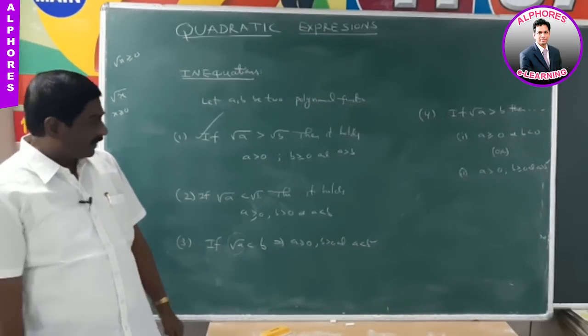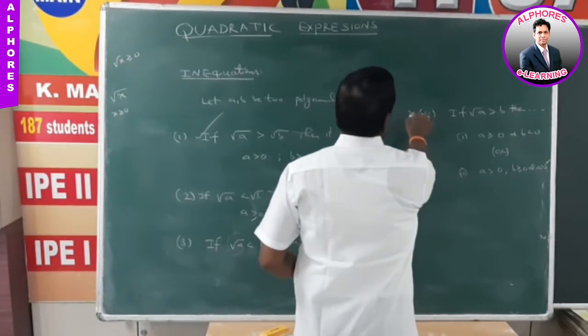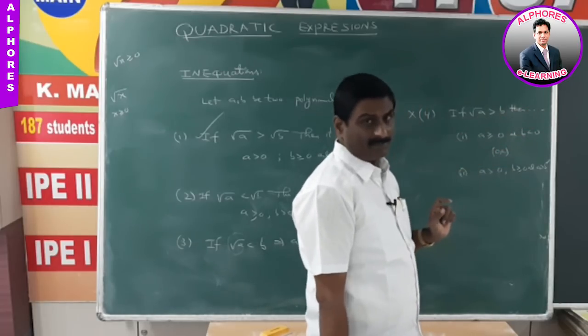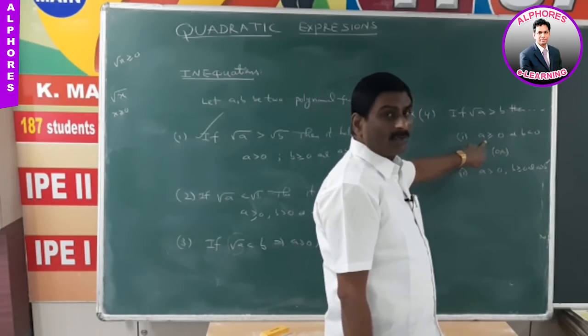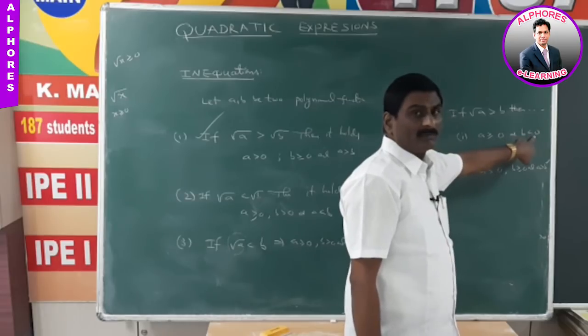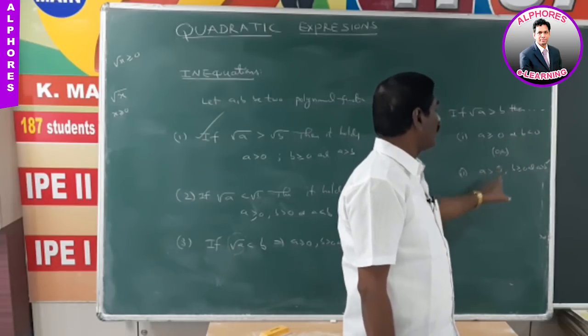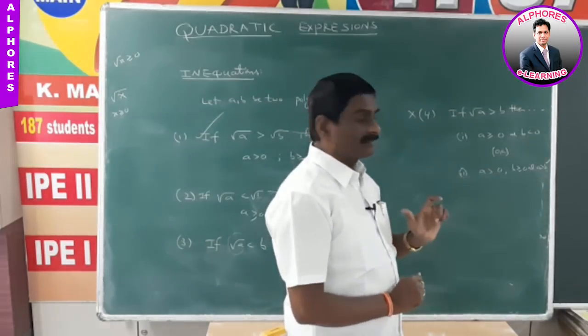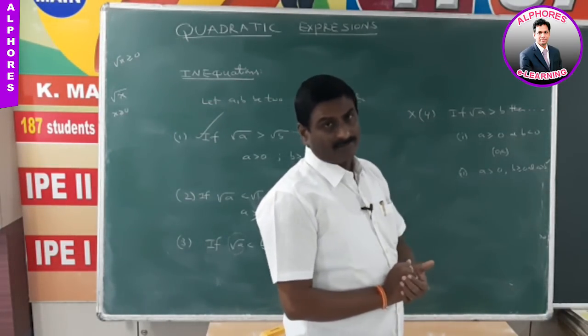Next, fourth one, very important. If root A greater than root B, then it satisfies the following conditions: A greater than or equal to 0 and B less than 0, or A greater than 0, B greater than or equal to 0 and A greater than B square. In this case, we get two cases.